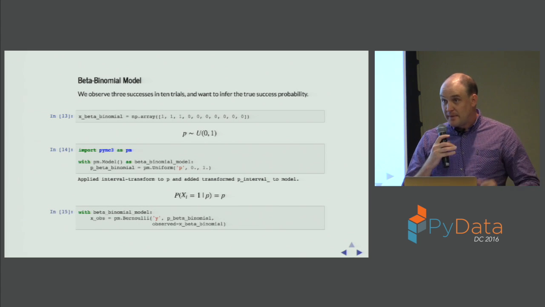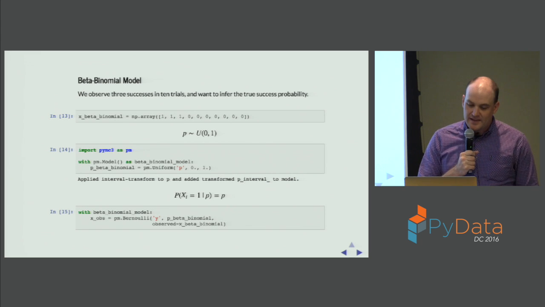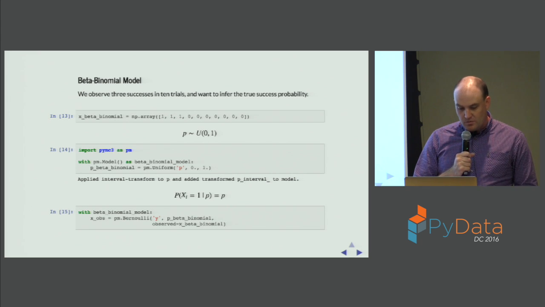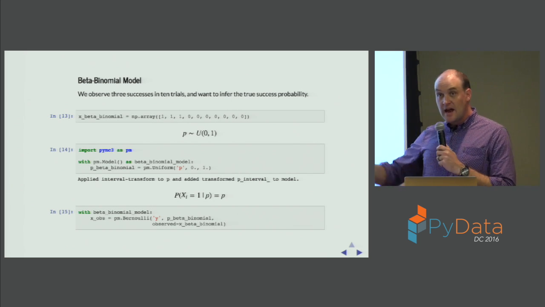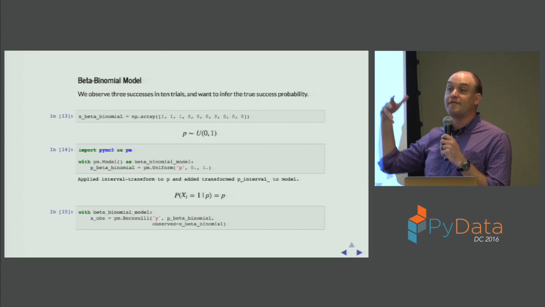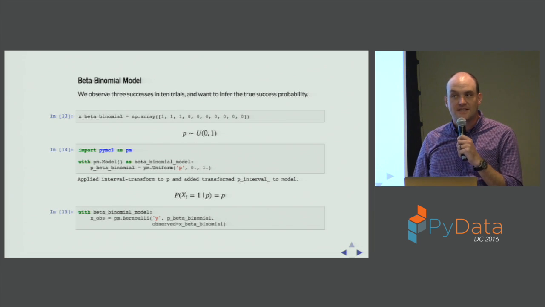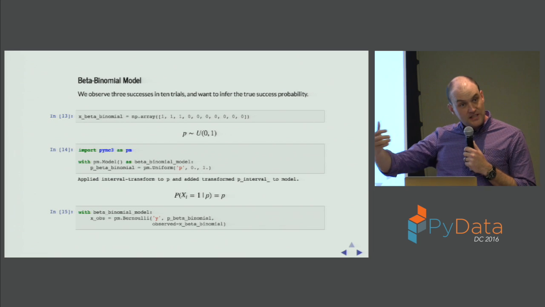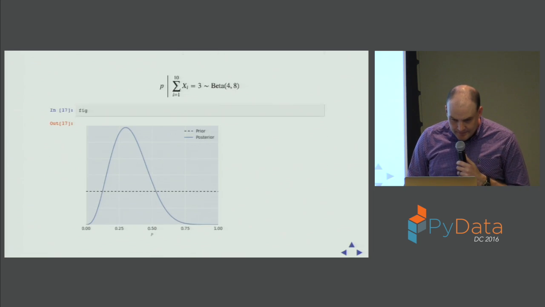And then the probability that we have a success given our odds of success, well, that's just P, right? And then we translate that into this Python: a Bernoulli distribution with P beta binomial as its probability of success. And what's really neat is there's this observed keyword here that says, hey, we've observed the number of successes. We've observed 3 successes and 7 failures here.